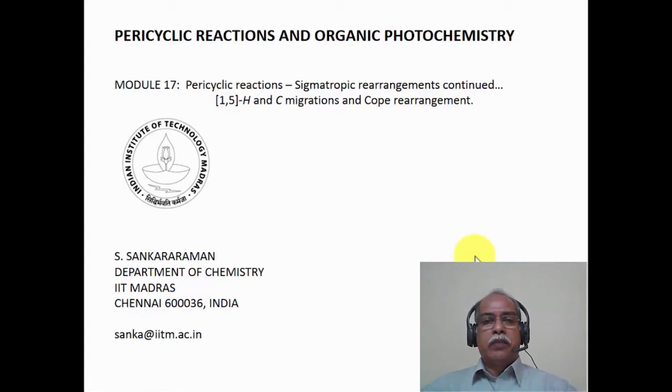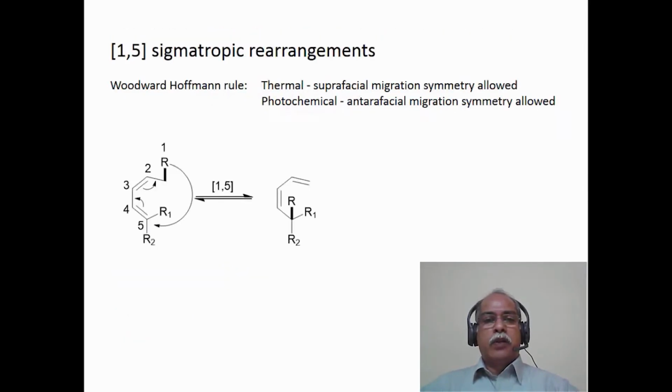We will continue with sigmatropic rearrangement and consider 1,5 hydrogen and 1,5 carbon migrations as well as the Cope rearrangement, which is a 3,3 sigmatropic rearrangement, in this particular module. In the last module, we considered the 1,3 shift. A similar analogy is drawn here to illustrate the 1,5 shift in the case of sigmatropic rearrangement.